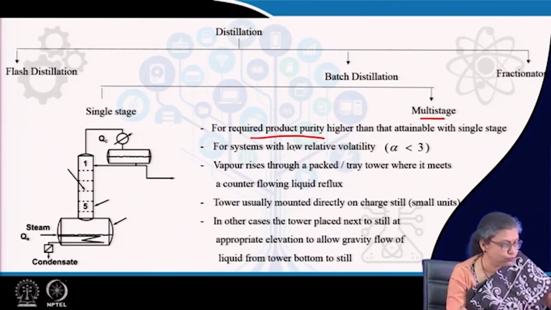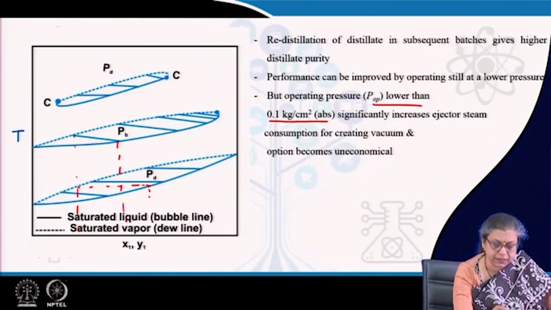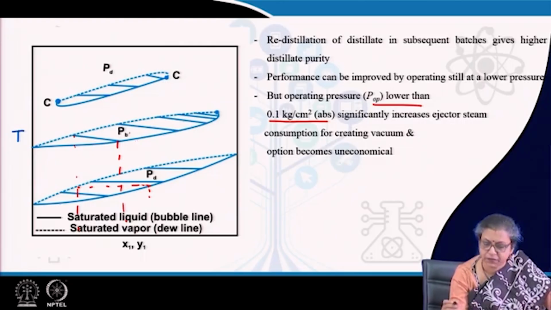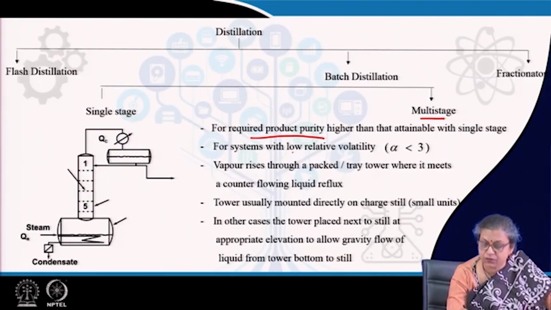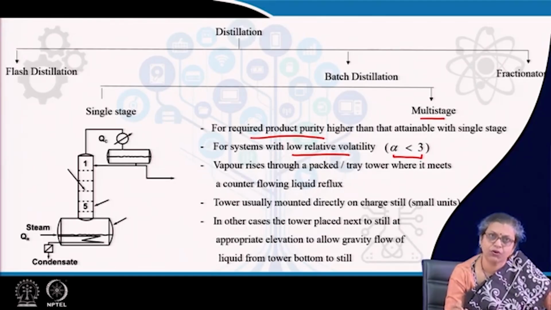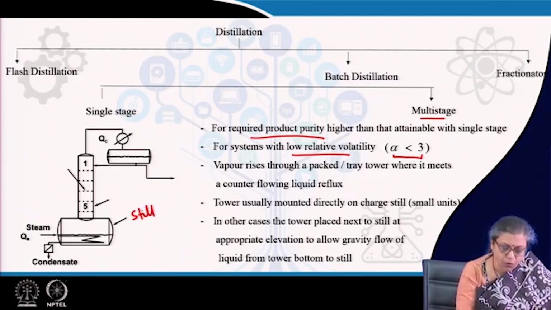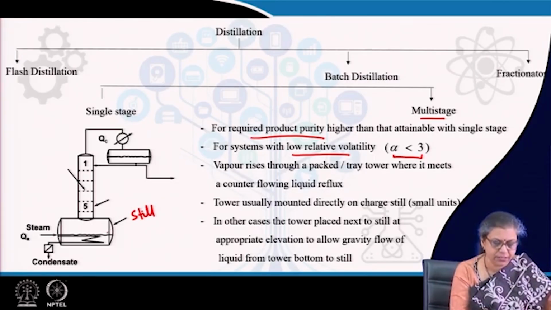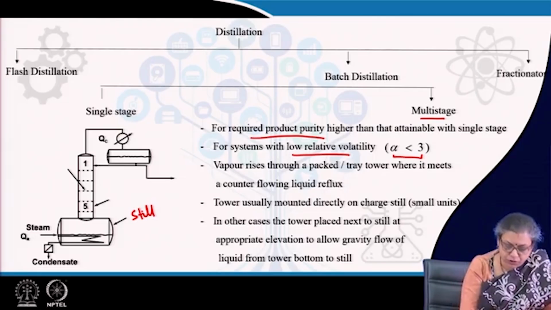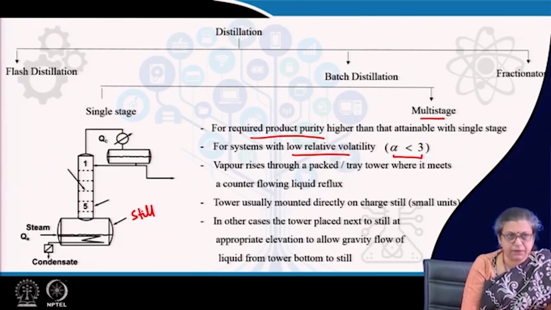Also, the way I have shown you, if the difference between the Tx and Ty curves is very small, or in other words for low relative volatility, a thumb rule is for alpha less than 3. For these particular systems we opt for a multi-stage batch distillation. What is this multi-stage? We still have this still. Over this particular still, we just put a column.